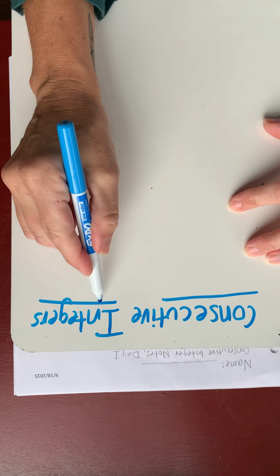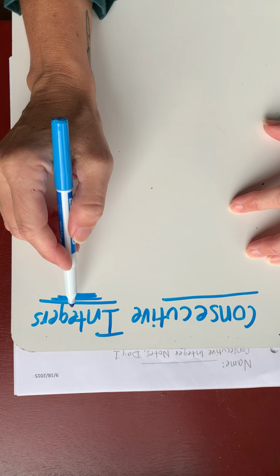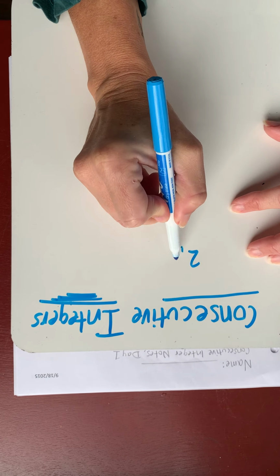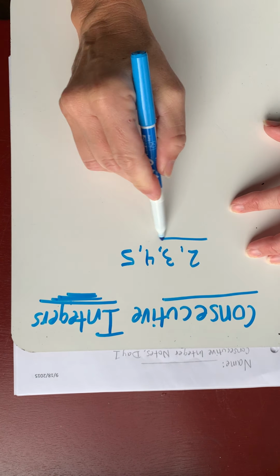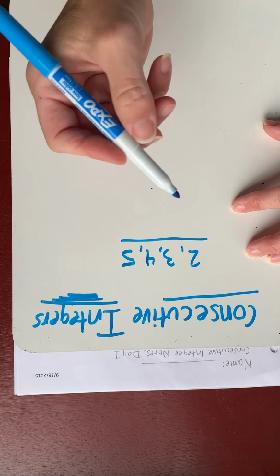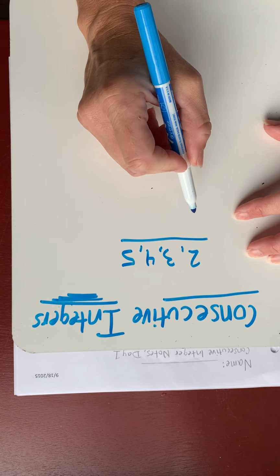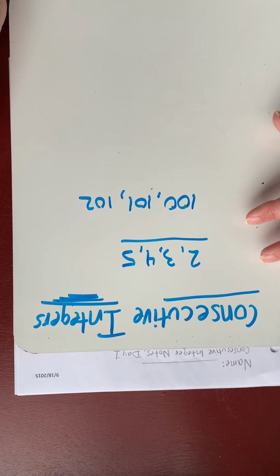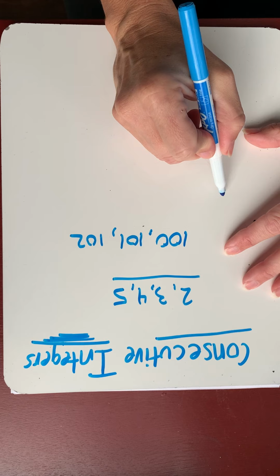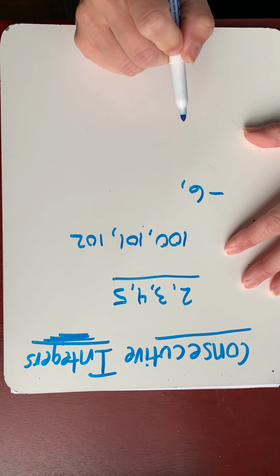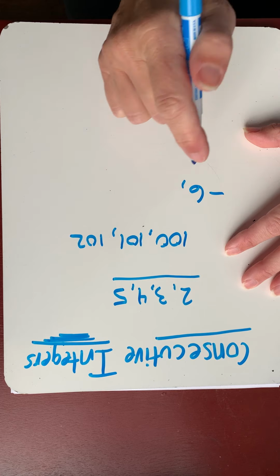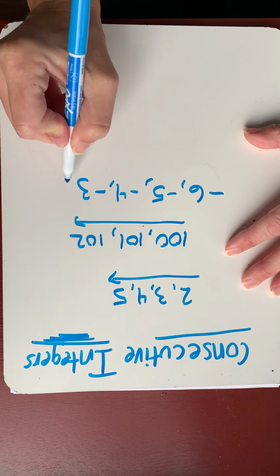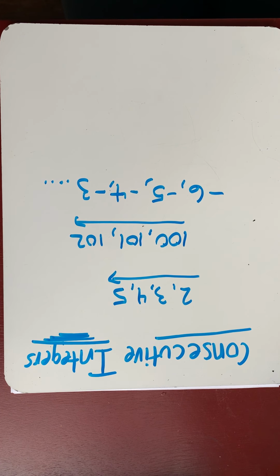So consecutive integers means no fractions. Remember back from classifying numbers, integers means no fractions. So consecutive integers would be like 2, 3, 4, and 5. There are 4 consecutive integers. Consecutive integers can be 100, 101, 102. There are 3 consecutive integers. Consecutive integers can be negative, like -6. What comes next? Not -7, because I'm always counting up. So -6, -5, -4, -3, and so on. These are examples of consecutive integers.